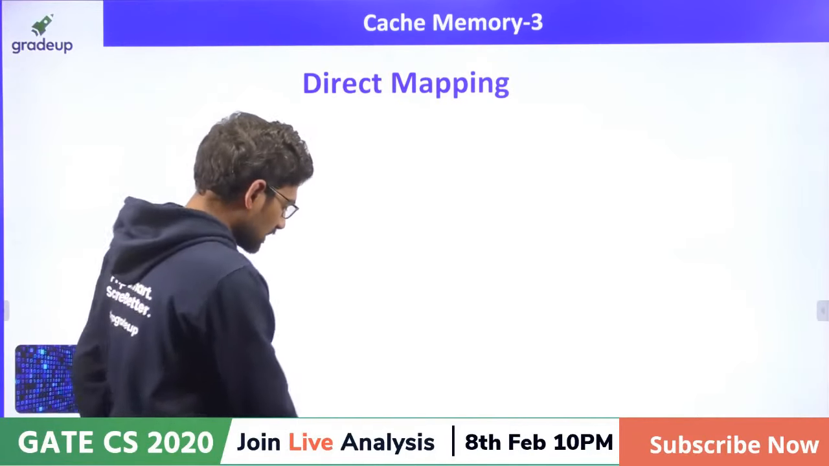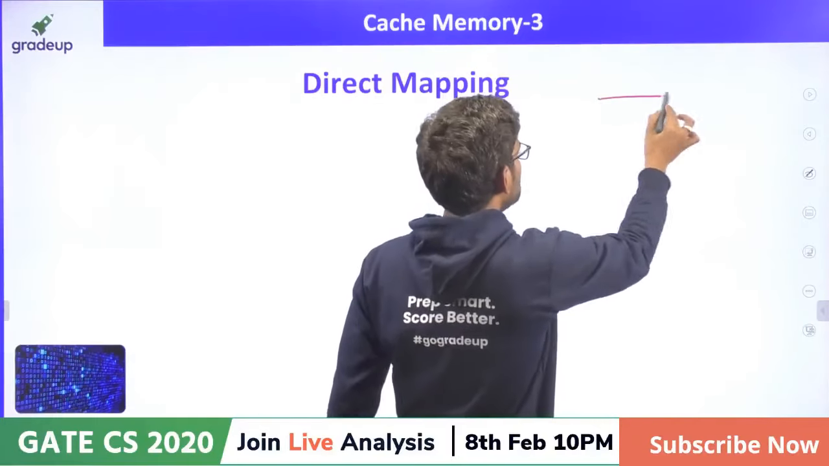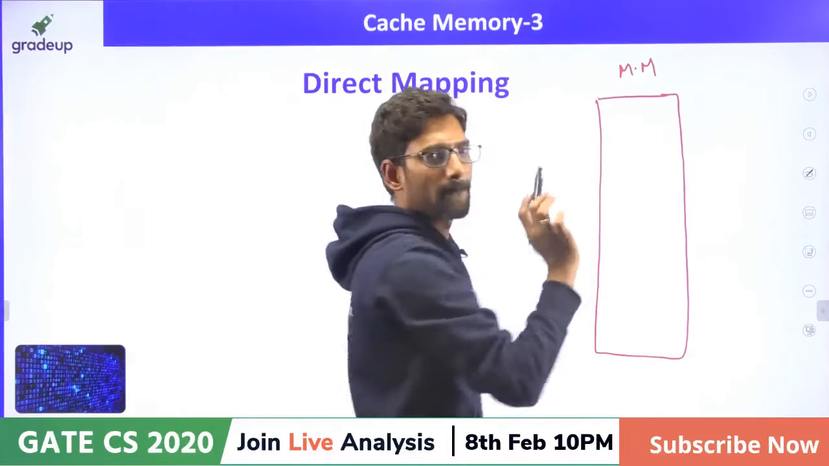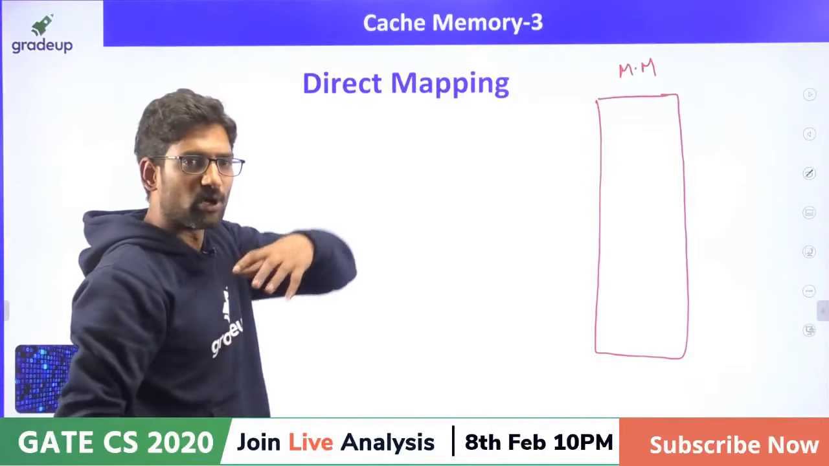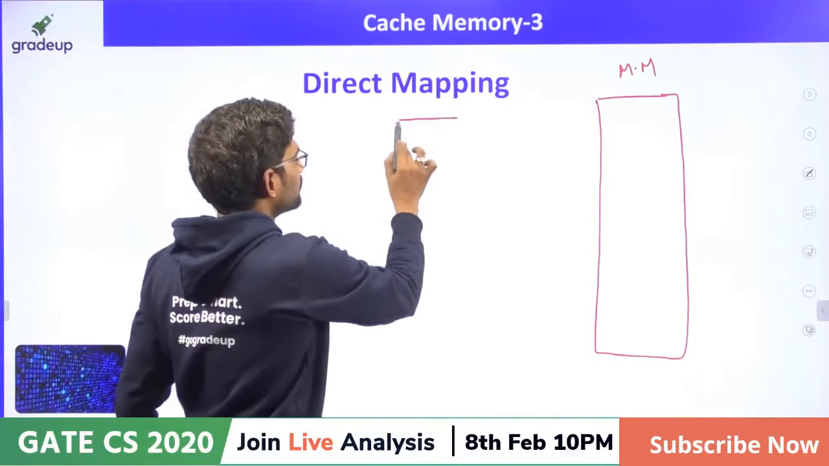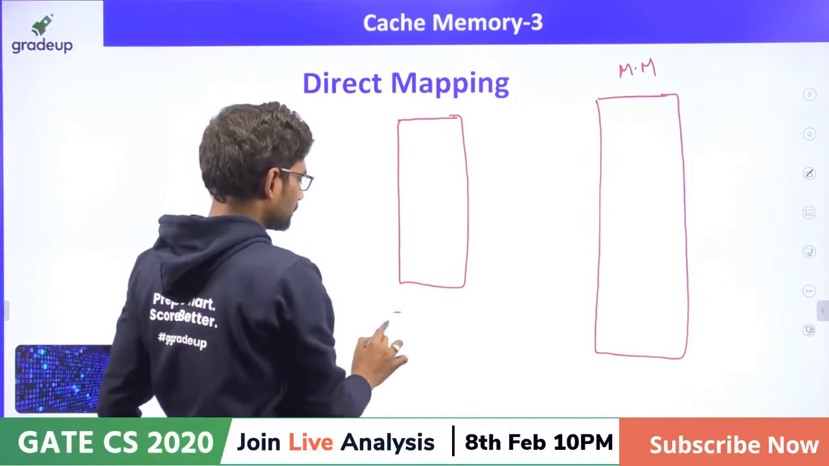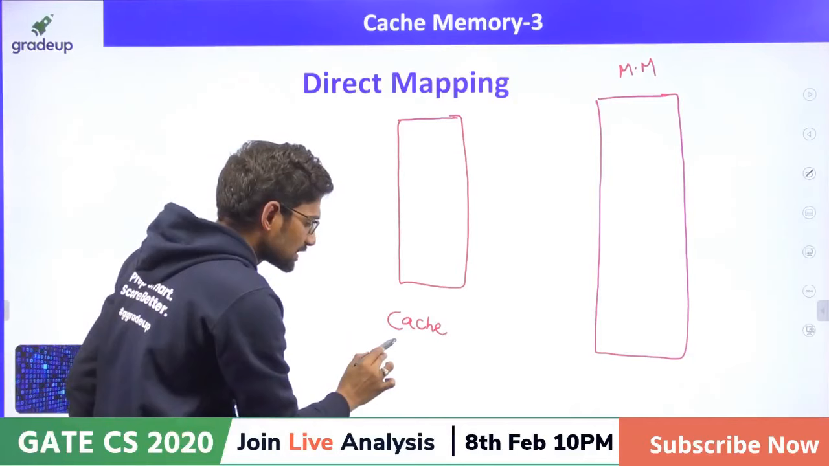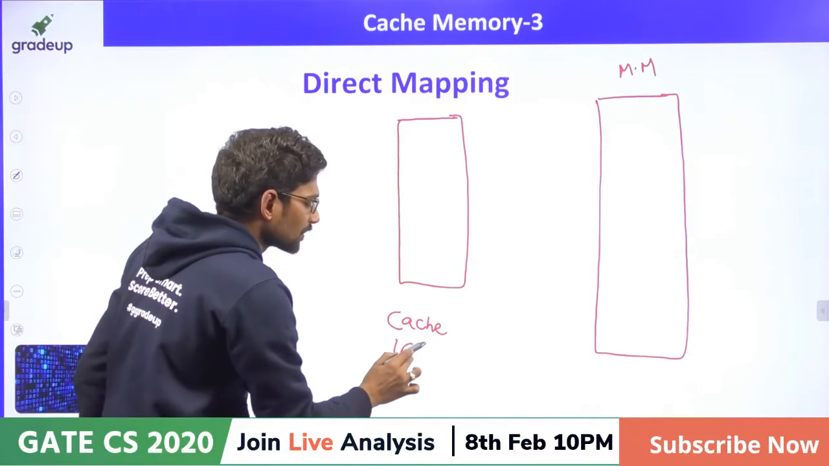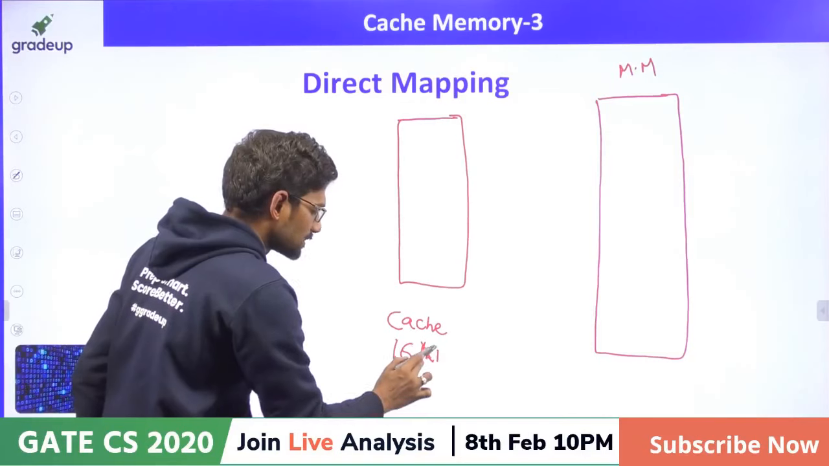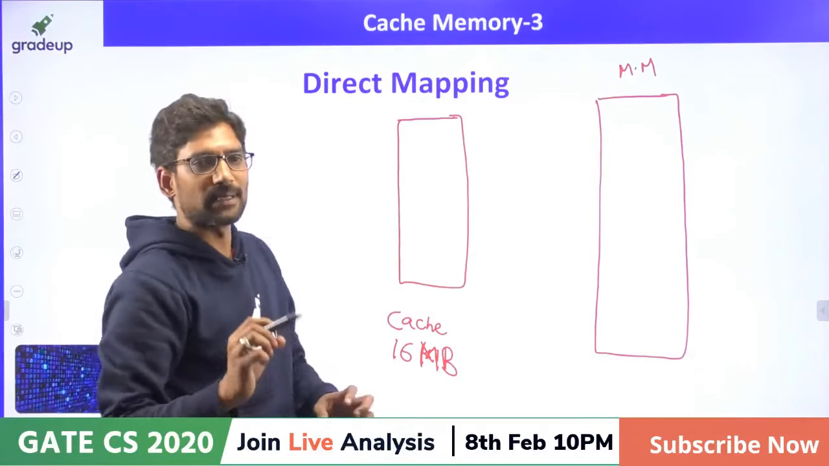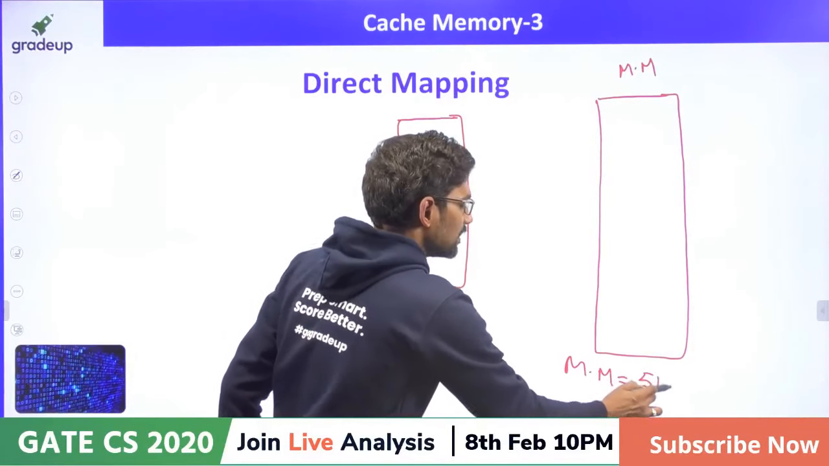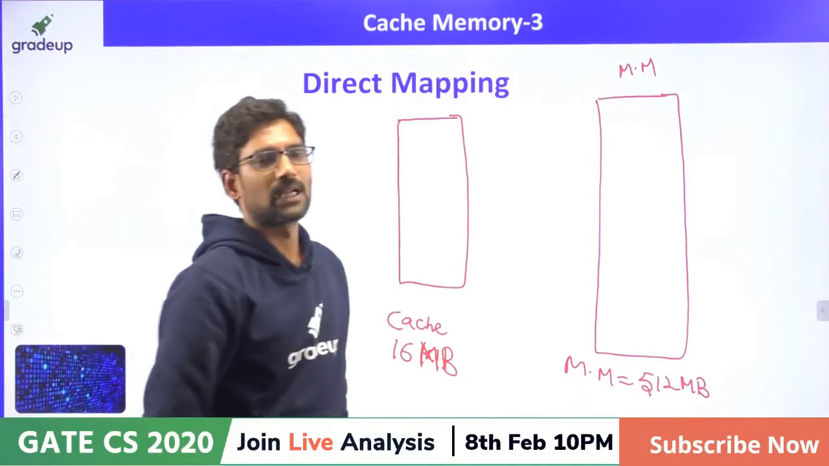Direct mapping. See guys, let's say this is main memory. Guys, along with me, you also draw it. This is cache memory. Let the cache memory size be 16 megabytes and the main memory size, RAM size, be 512 megabytes. Let us suppose.